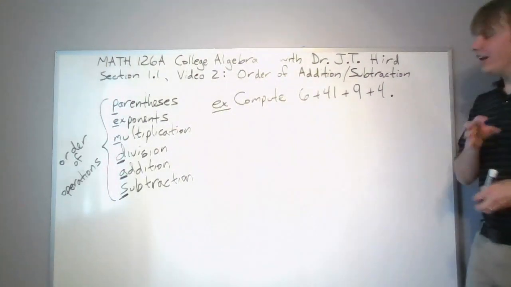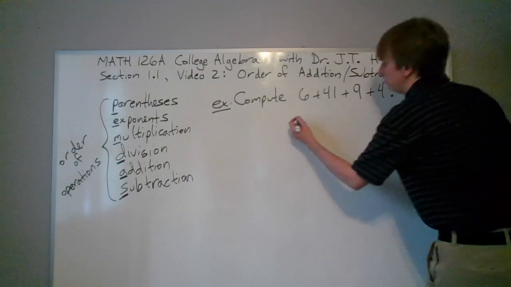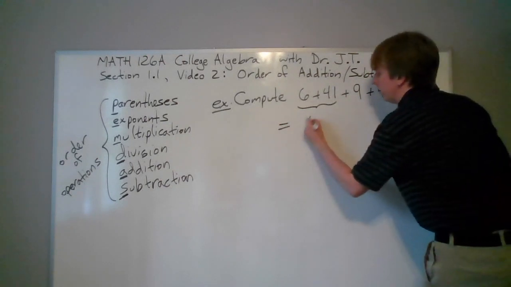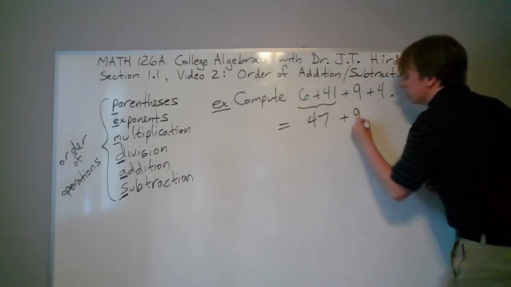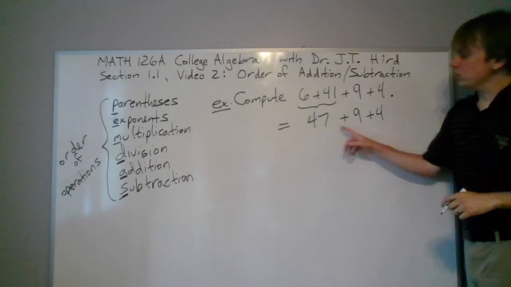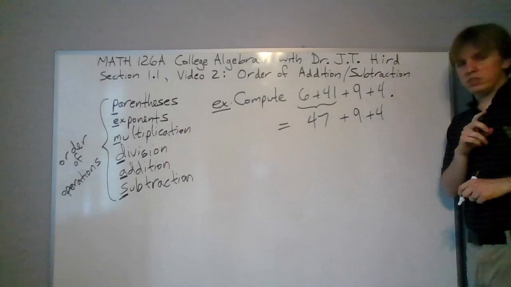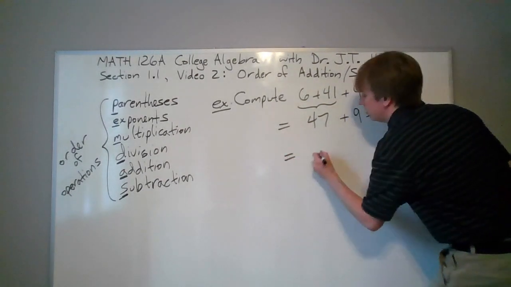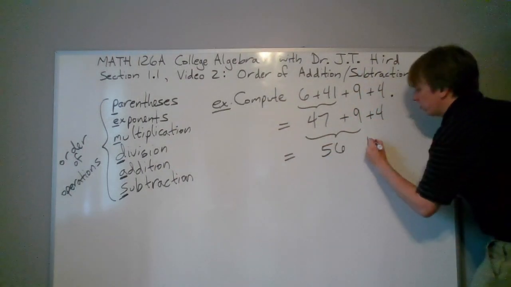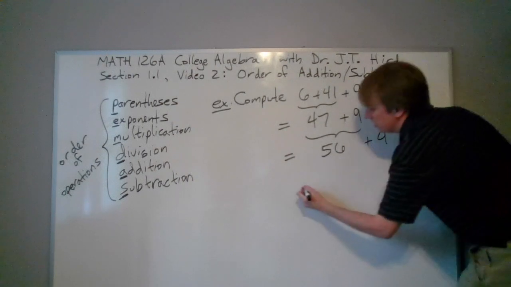So if I'm going to add these from left to right, I see 6 plus 41. So 6 plus 41, I think, is 47. And I haven't dealt with the 9 and the 4 yet, so I'll just copy them down again. And then 47 plus 9. 47 plus 9 would be 56, I believe. Plus 4, because we haven't added the 4 yet. And then 56 plus 4 would be 60.